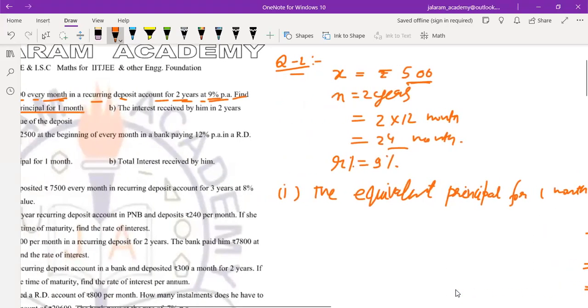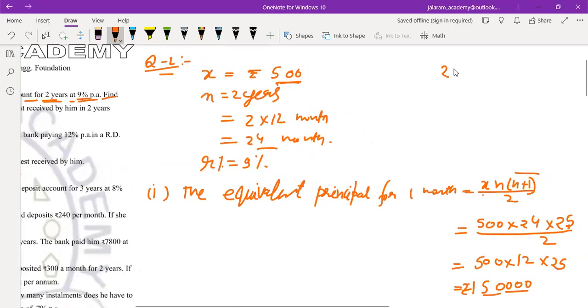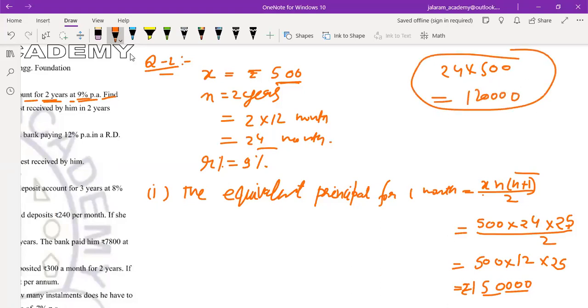It is not the actual principal. You know that if you deposit rupees 500 for 24 months, you will get only 24 into 500. That is, 24 5s are 120, only rupees 12,000 inside the bank.